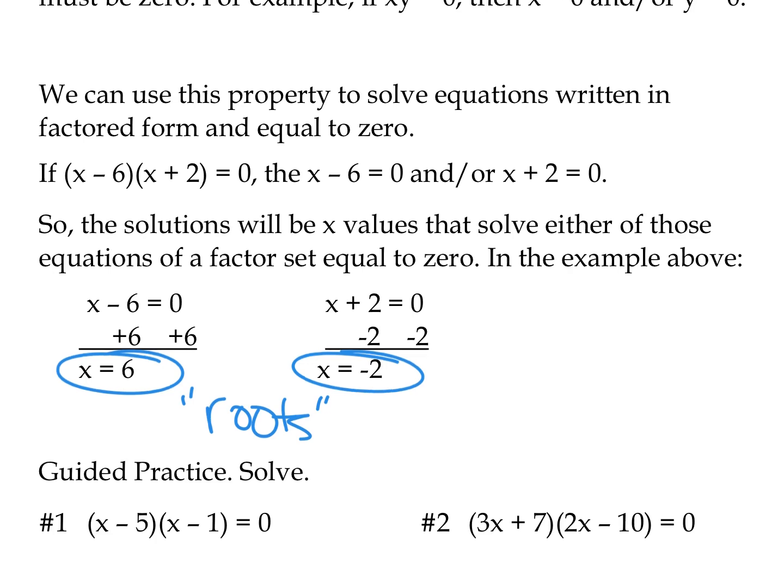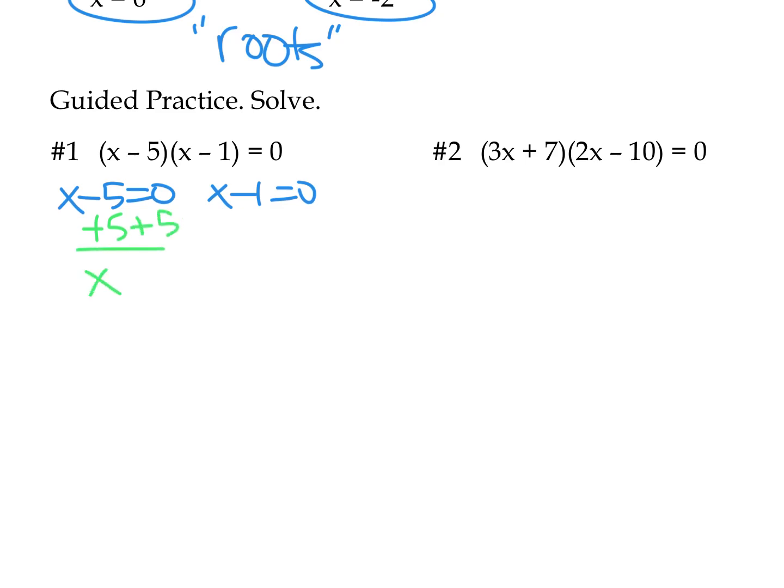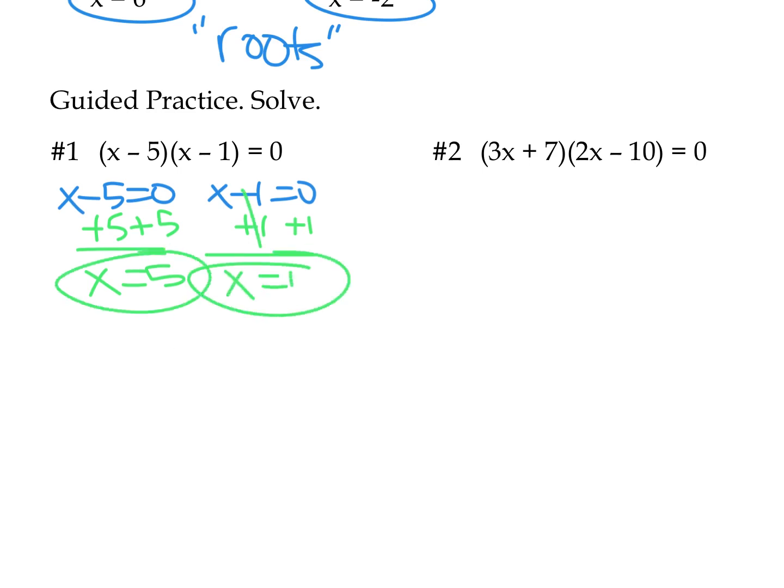Let's see what that looks like in a couple of examples here. In this first example, x minus 5 and x minus 1 are my two factors, so I'm going to set them each equal to 0. X minus 5 equals 0, x minus 1 equals 0, and I'm going to solve each of those by adding 5 in this first case, and I get x equals 5. Add 1 in this case, and I get x equals 1. So my solutions would be 1 and 5. You could write that as 5 comma 1, 1 comma 5.